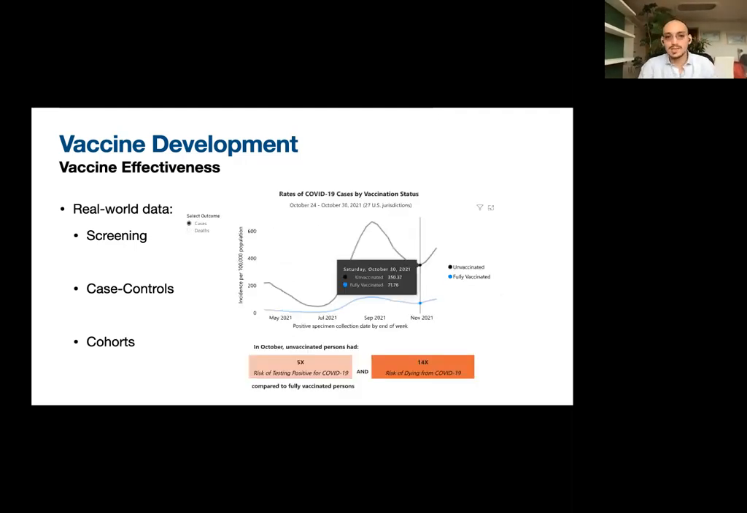The CDC, Center for Disease Control, has been doing so ever since vaccines have been updated, where they are looking at the rates of vaccination, and they are saying that in October, unvaccinated people had a 5 times higher risk of developing COVID, and a 14 times higher risk of dying from COVID.